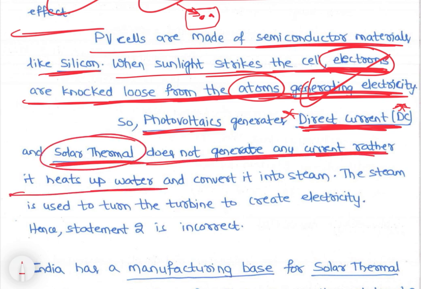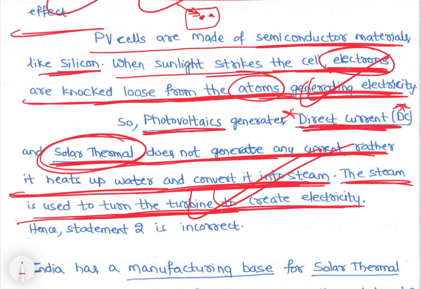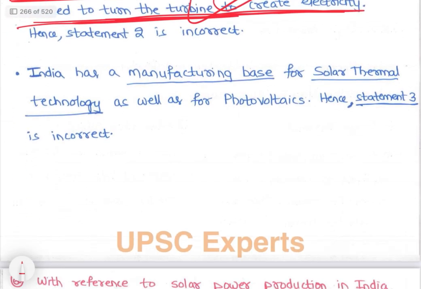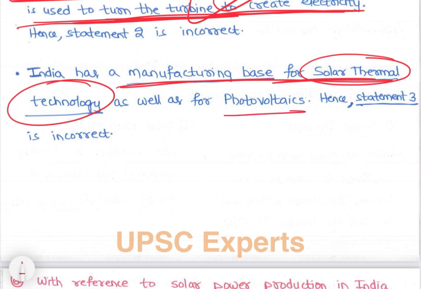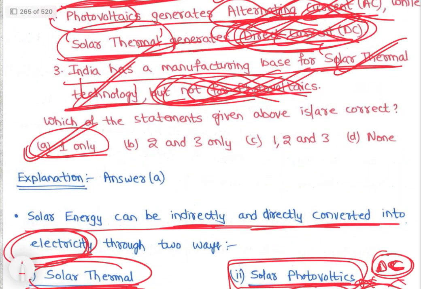Rather, it heats up water and converts it into steam. Right? So solar thermal does not do anything like that. It heats up water. So the steam is then used to turn the turbine to create electricity. Right? Then next is India has a manufacturing base of solar thermal technology as well as photovoltaics. So for photovoltaics also we have a manufacturing technology, right? So option A is the correct answer. That is one only is correct, right?